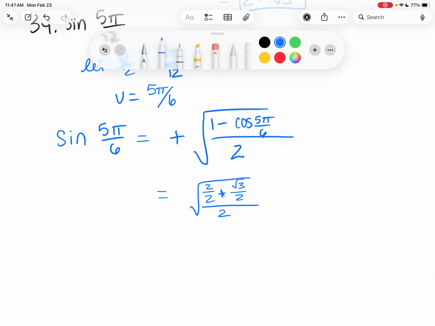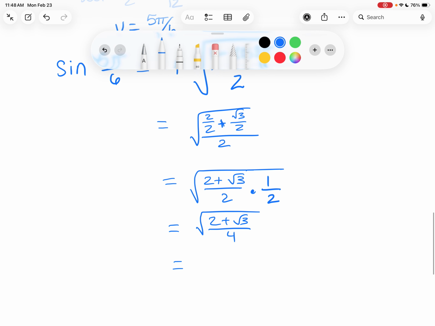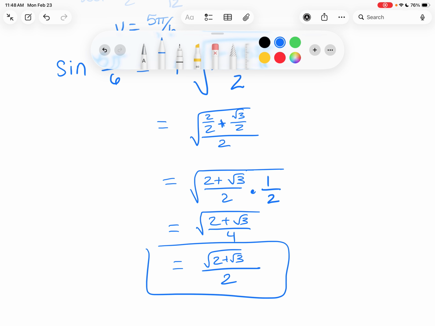So now, this up here is really one fraction on the top. So this is the square root of 2 plus root 3 over 2, all over 2. When I'm dividing by something, it's the same as multiplying by 1 over that number. So really, this becomes the square root of 2 plus root 3 over 4. Then the top stays in the radical, so that'll be the square root of 2 plus root 3, and the bottom, the square root of 4 is 2. And so this is where we would leave our answer.